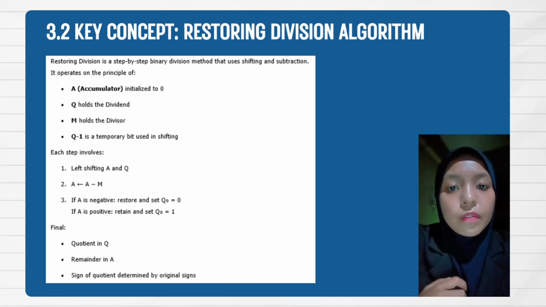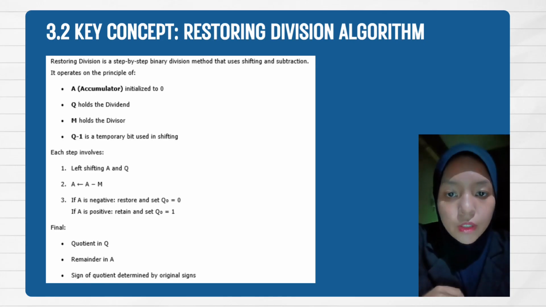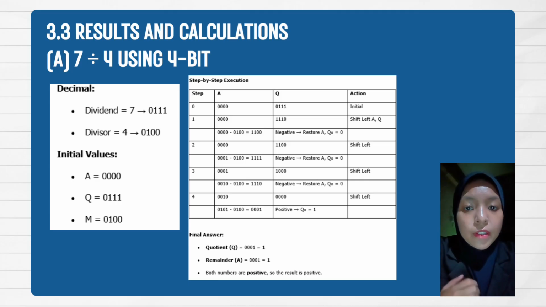At the end, the quotient is in Q, the remainder is in A, and the sign of the final result depends on the original signs of the dividend and divisor. Now for part A, we divide 7 by 4 using 4-bit binary values. 7 is 0, 1, 1, 1, and 4 is 0, 1, 0, 0. The initial setup: A equals 0, 0, 0, 0, Q equals 0, 1, 1, 1, M equals 0, 1, 0, 0. So we go through 4 cycles.